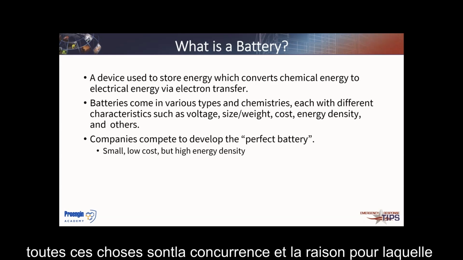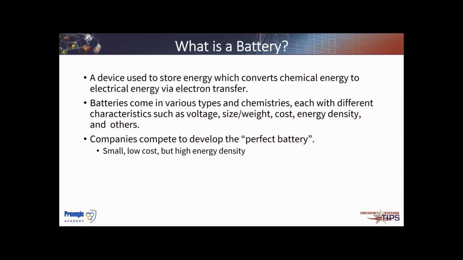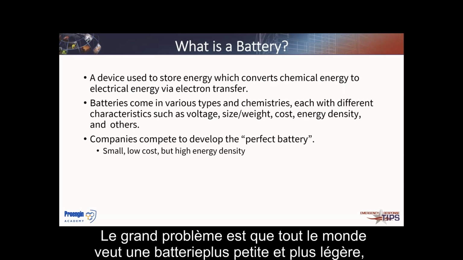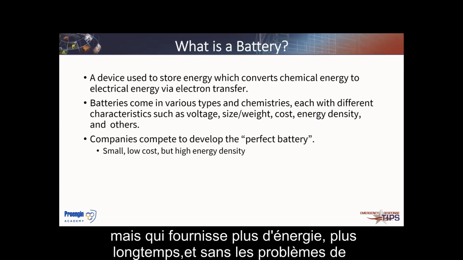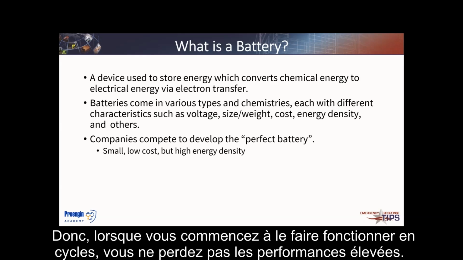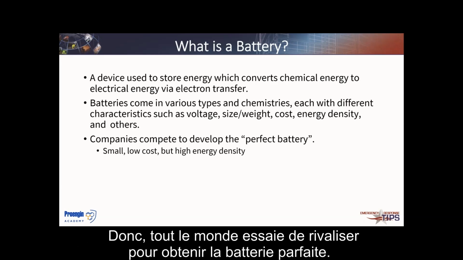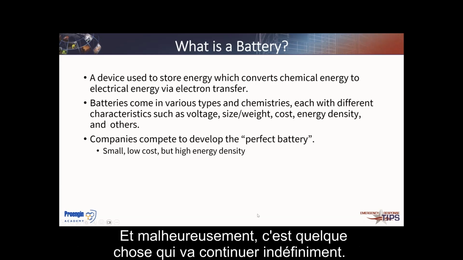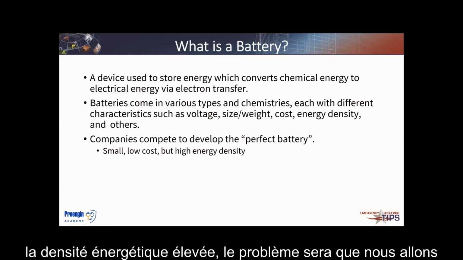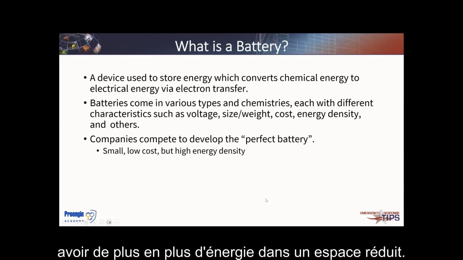All of those things are what's competing and why we have such an evolving change in the science behind batteries. The big issue is everybody wants a battery that's smaller and lighter, but provides more power, longer, and without the problems of losing its capability over time. So when you start cycling it, you don't lose the high end. So everybody's trying to compete for that perfect battery. And unfortunately, that's going to be something that goes on forever. As we get closer and closer to that perfect battery, and you have that high energy density, the problem is going to be that we're going to have more and more energy in a small space.